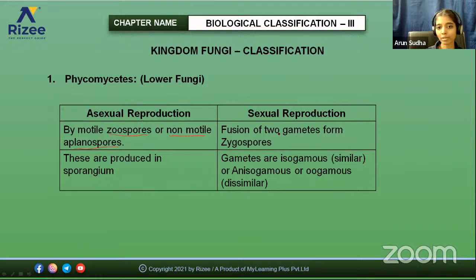So if you take the sexual reproduction, fusion of two gametes forms zygospores. We saw how the zygospores are formed, that is by the fusion between the two gametangia from different mycelium. The gametes may be isogamous if they are similar, and if they are dissimilar, they may be anisogamous or oogamous. So we saw all these terms. Hope you're clear with it.